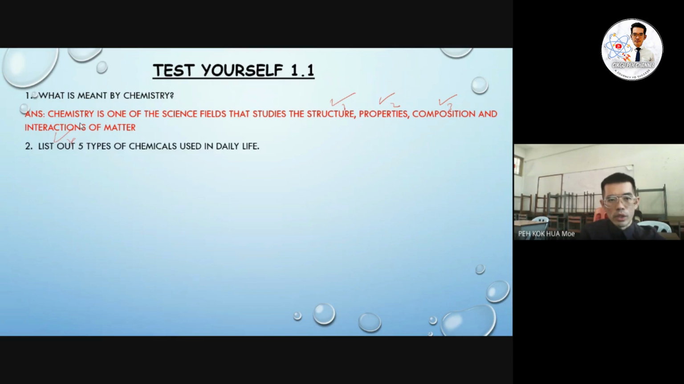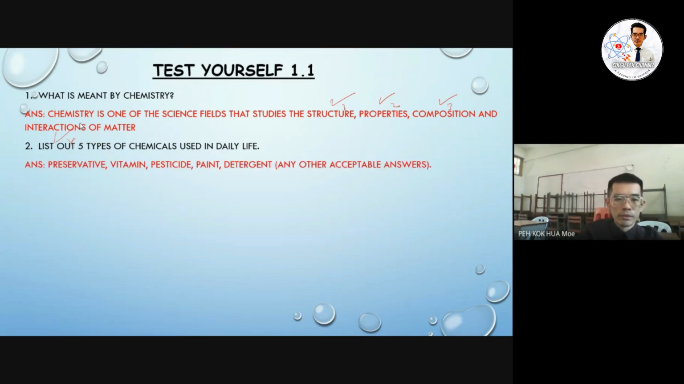The question then asks about types of chemicals used in daily life. We have many types of chemicals on our second slide, which we separated into four different fields. You can just choose any product from the respective field. The answers given here are preservative, vitamin, pesticide, and detergent. You can choose any answer here, or use the answer from the slide.